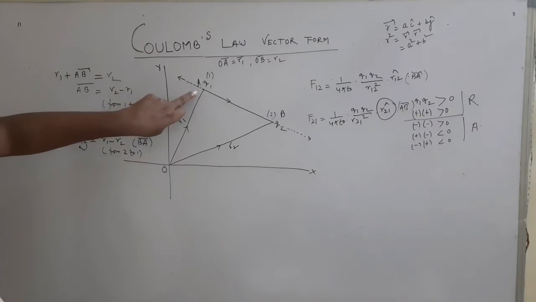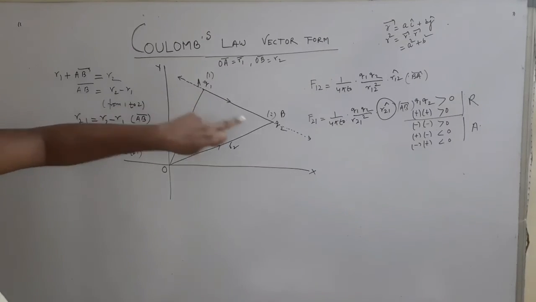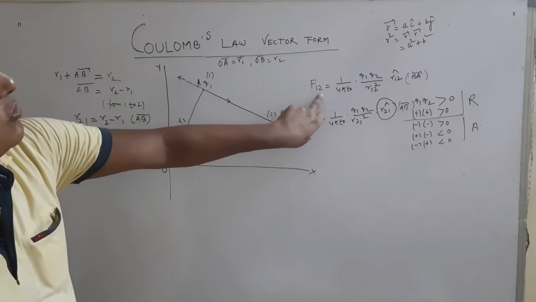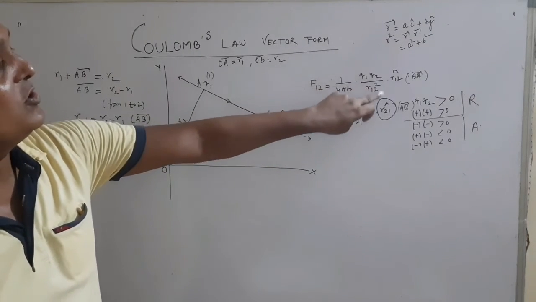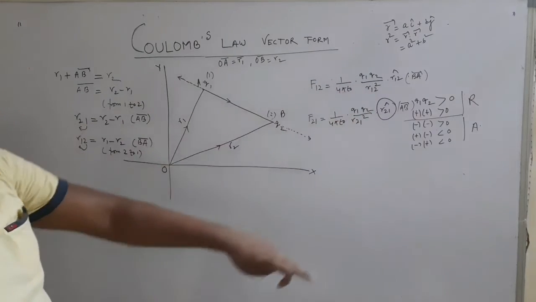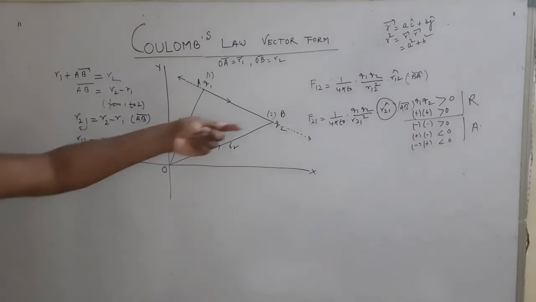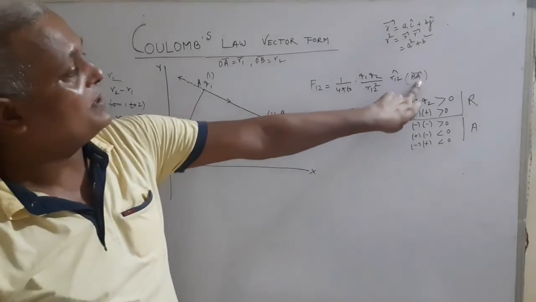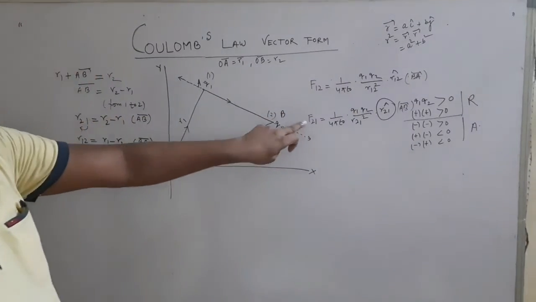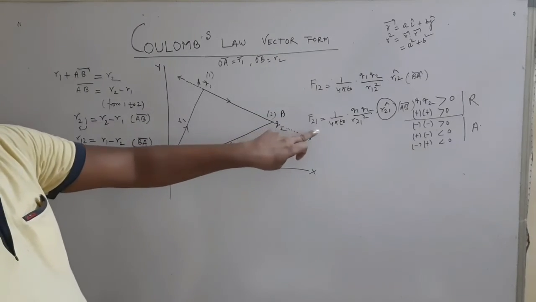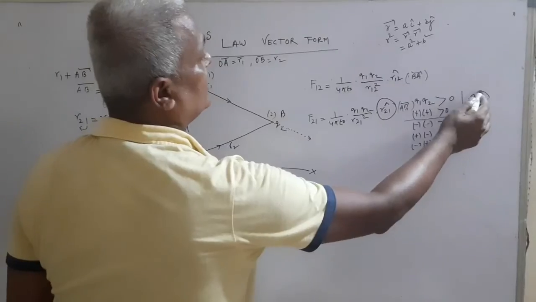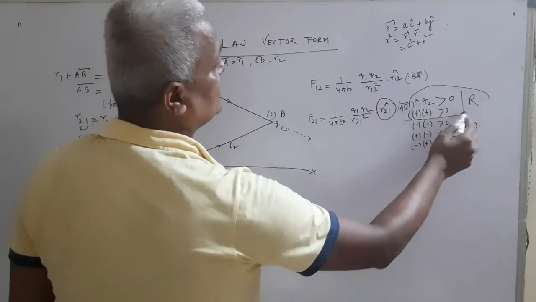So the force on 1, again I am just giving a revision. The force on 1 due to 2 is F12, 1 by 4 pi epsilon naught Q1 Q2 upon R12 square R12, and R12 means from 2 to 1, in this direction, and that is B to A. That's why I have written BA bar. And for the force on 2 due to 1, always keep this in mind, we are discussing this set where the product of the charges is greater than 0.